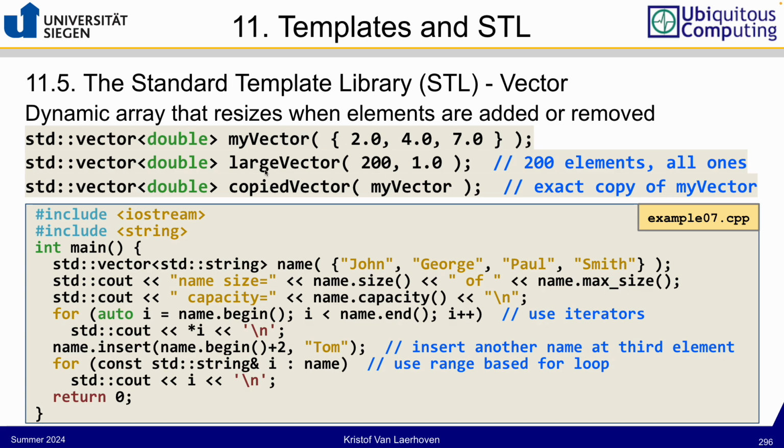We can also do this differently. We can also say I want a vector, and I want to have so many elements, and I want all of them initialized with this particular value. That's another constructor of our vector container.